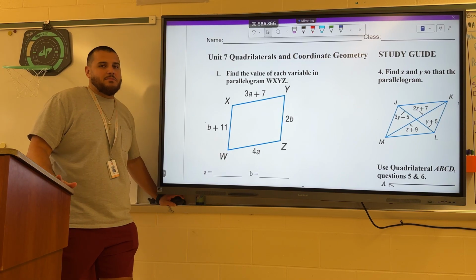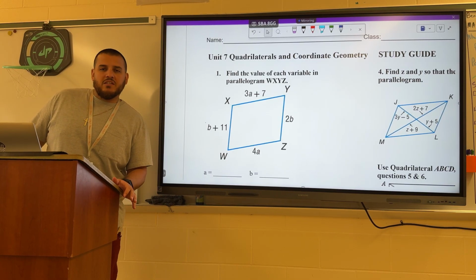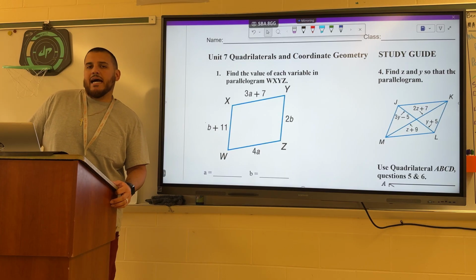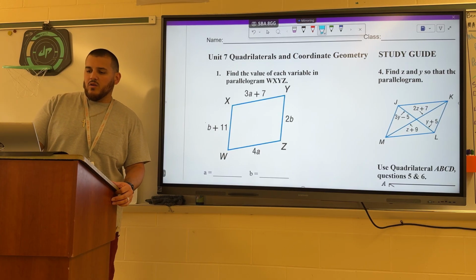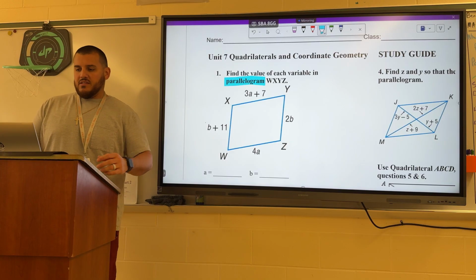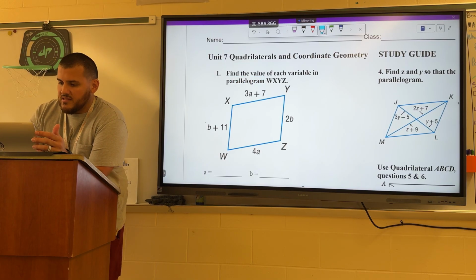Let's get into it. In our first example, we're going to be reviewing a basic property of a parallelogram, which is that opposite sides are congruent. We're told this is a parallelogram. Opposite sides need to be congruent, so that means this side XY needs to be congruent to WZ.